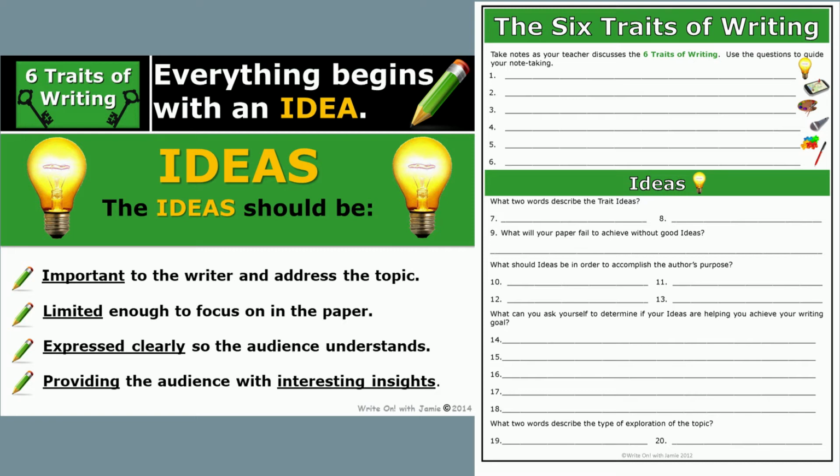On your worksheet, you notice that questions 10 through 13 ask you what ideas should be in order to accomplish the author's purpose. In each of these 4 statements, the word or words underlined will answer the question, eliminating the need to write the entire statement. Let's try one just to make sure. Question: what should ideas be in order to accomplish the author's purpose? Answer: important. As you can see, there's no need to write to the writer and address the topic. What a time saver! And you're welcome.